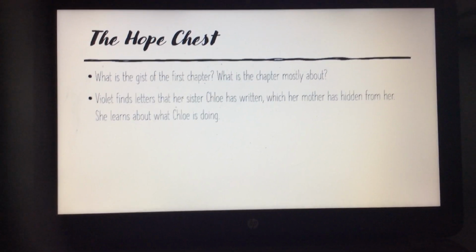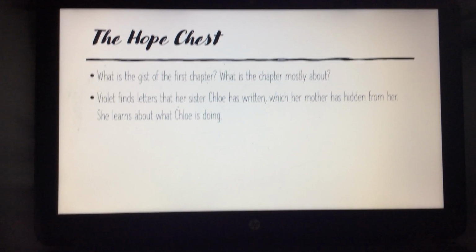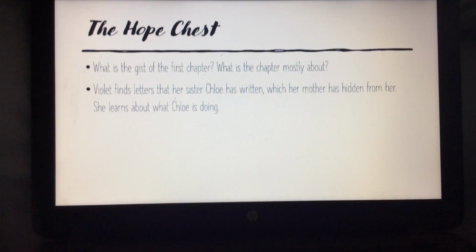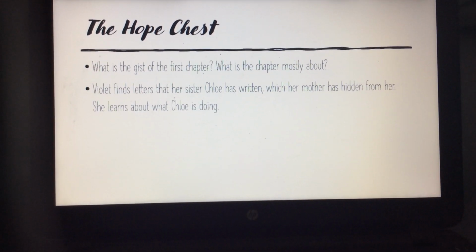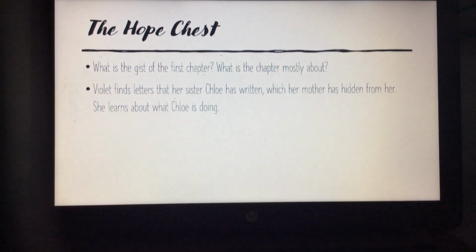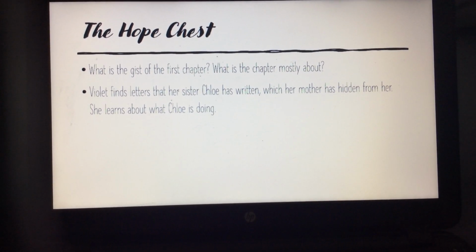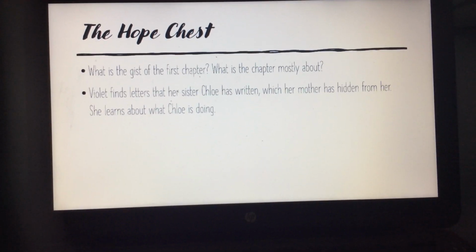Okay, Violet finds letters that her sister Chloe has written, which her mother has hidden from her. She learns about what Chloe is doing. So that's what this first chapter is about. She goes and she finds letters that her sister Chloe has written her.